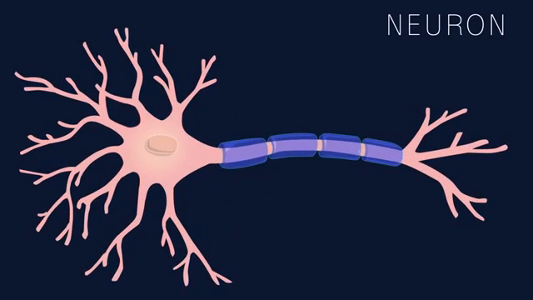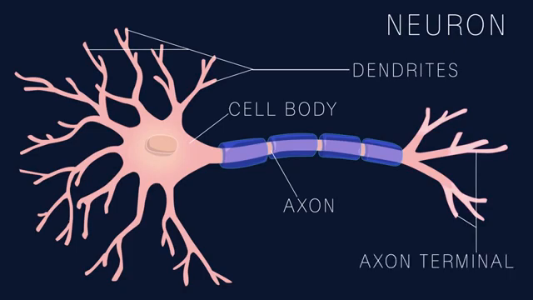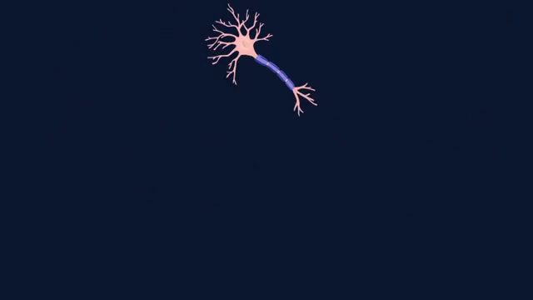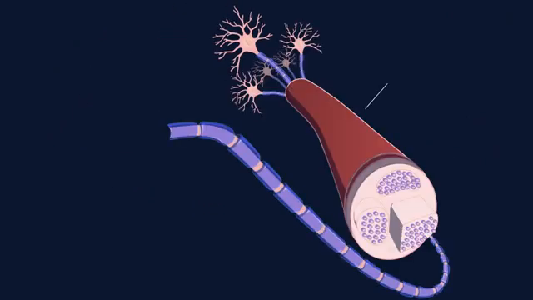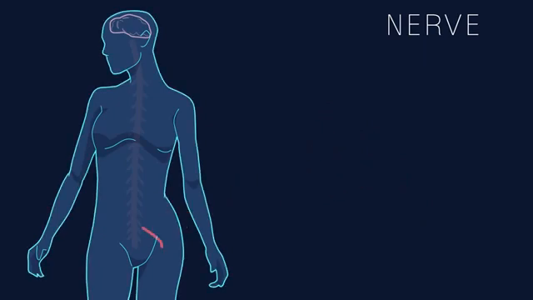This is a neuron, which has four main parts. The dendrites receive information. The cell body processes and integrates that information. The axon carries the information along long distances from one part of the neuron to another, and the axon terminal transmits the information to the next cell in the chain. A bundle of axons traveling together is called a nerve.